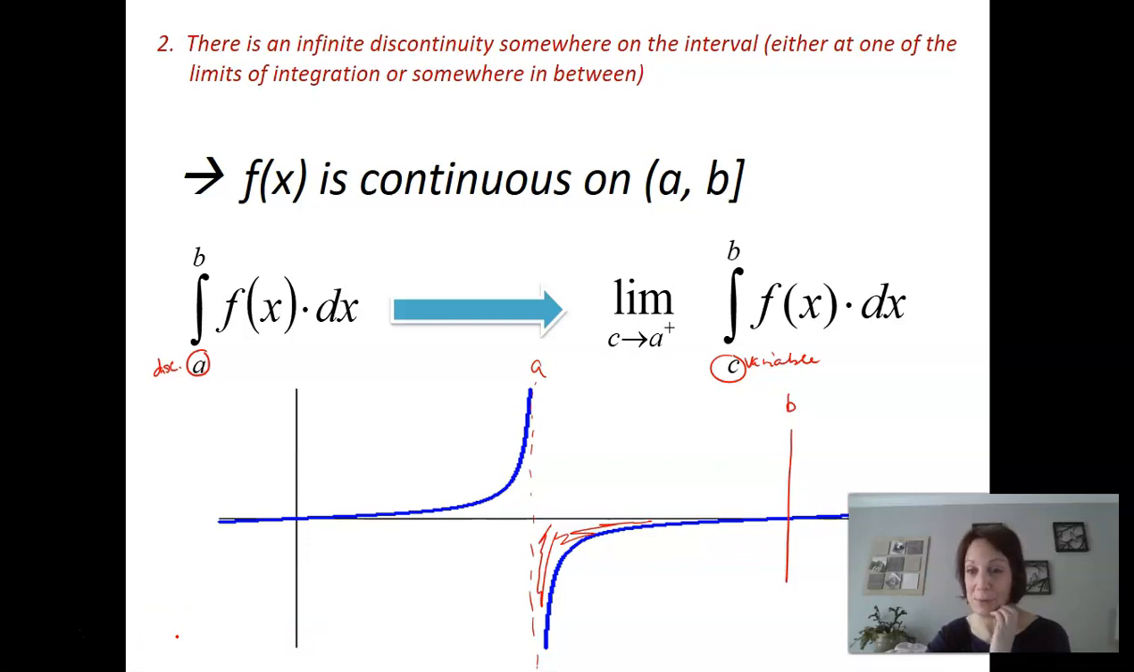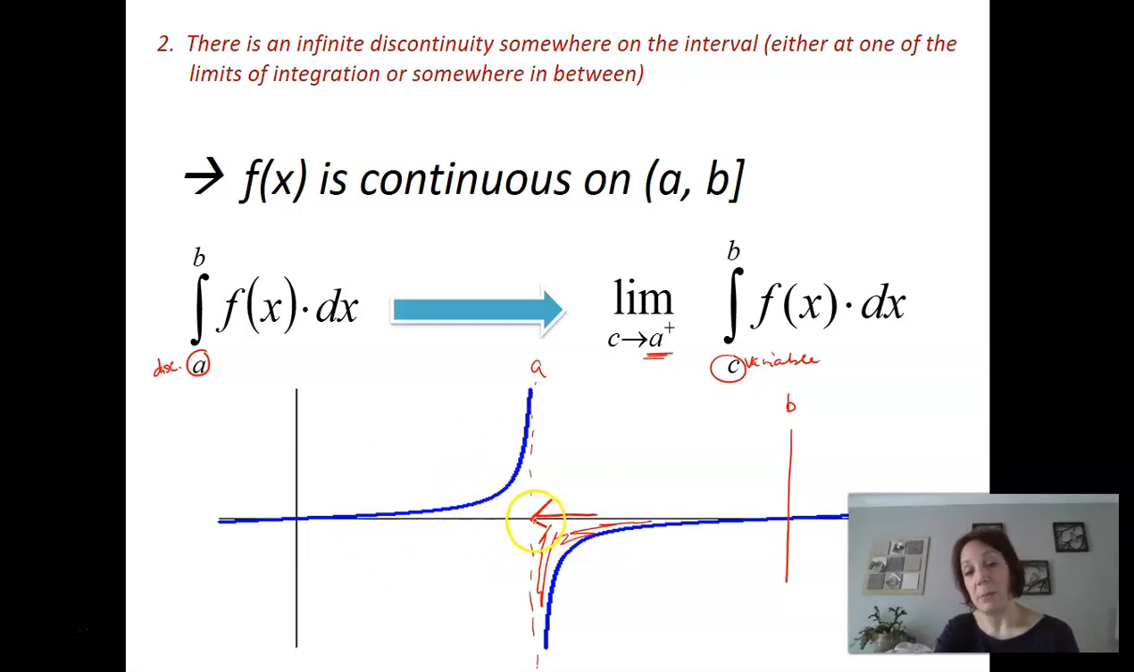Now, here's the important part of this. Notice that this is a one-sided limit. That's important. You've got to have that there. Remember, if you don't put a little plus or a minus, you are saying that that limit is the same whether you approach from the left or you approach from the right. In this case, if a is my lower limit of integration, when I approach a, I'm approaching from this side. The approach from the left never comes into the picture here.